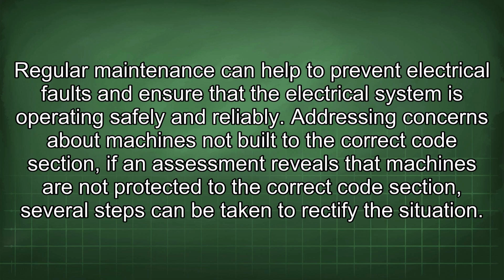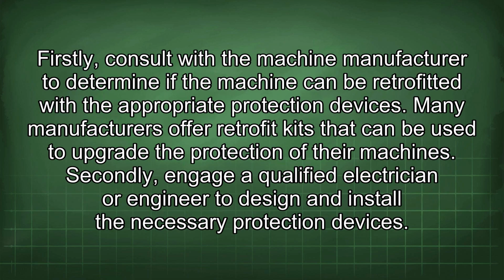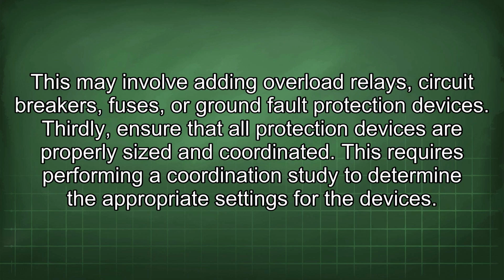Addressing concerns about machines not built to the correct code section. If an assessment reveals that machines are not protected to the correct code section, several steps can be taken to rectify the situation. Firstly, consult with the machine manufacturer to determine if the machine can be retrofitted with the appropriate protection devices. Many manufacturers offer retrofit kits that can be used to upgrade the protection of their machines. Secondly, engage a qualified electrician or engineer to design and install the necessary protection devices. This may involve adding overload relays, circuit breakers, fuses, or ground fault protection devices.